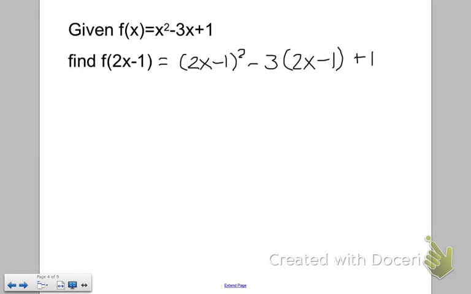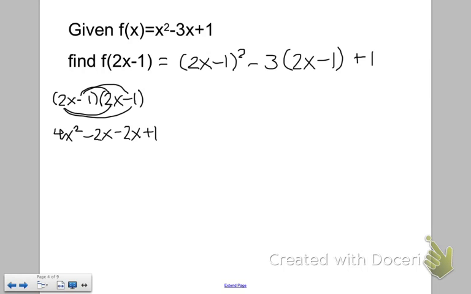Now, remember I mentioned before that when we square a binomial, we have to make sure we FOIL it out. So 2x minus 1 squared is like 2x minus 1 times the quantity 2x minus 1. Okay. Let's do that out over on the side here. So we have 4x squared minus 2x minus 2x plus 1. And that will combine to 4x squared minus 4x plus 1. Okay, so that means at this point we have 4x squared minus 4x plus 1.